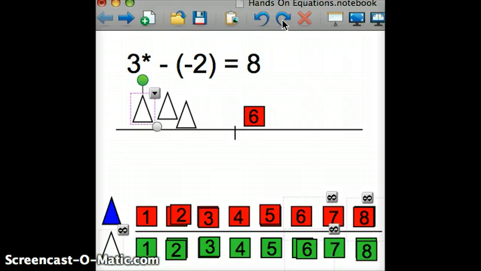So each star is going to equal 2. 2, 4, 6. Star equals 2. That's it for lesson 19.